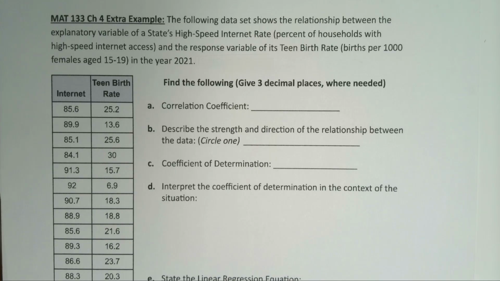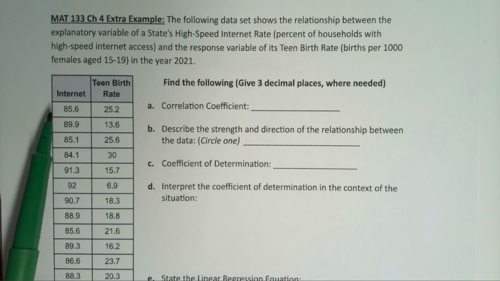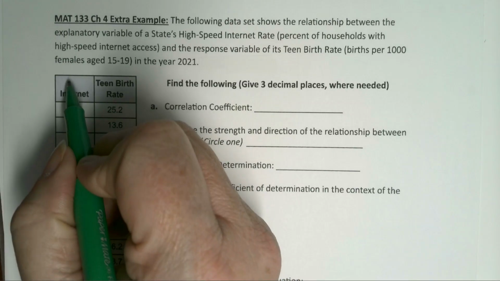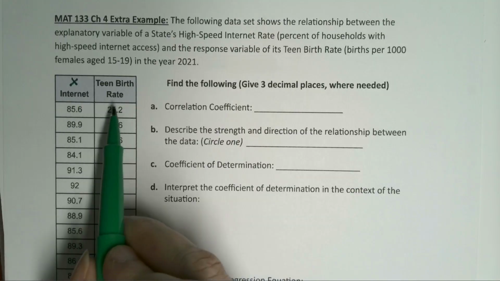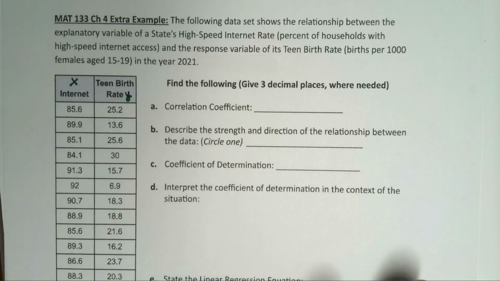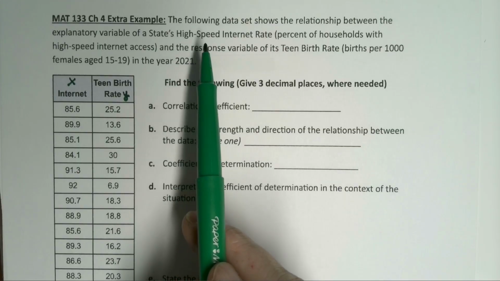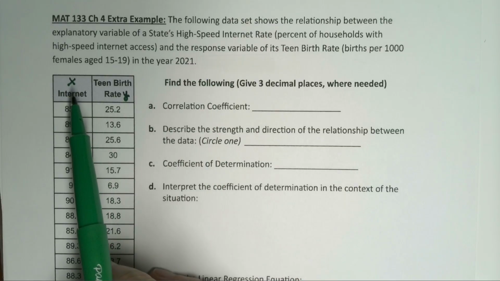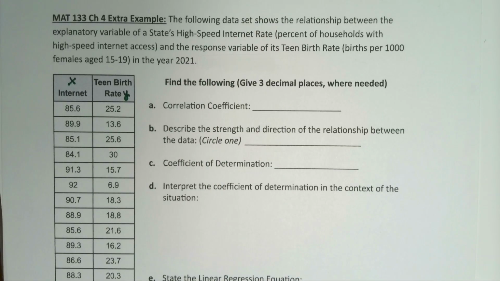So now we want to put the coefficient of determination together with everything we've learned in all of Chapter 4 into one big example. The following data set shows the relationship between the explanatory variable of a state's high-speed internet rate, so this is x over here, and their teen birth rate, which is the response variable. It's very nice of it to tell us that, although we could have guessed that because the explanatory is on the left, response variable is on the right.